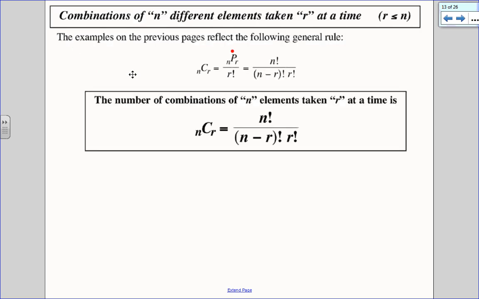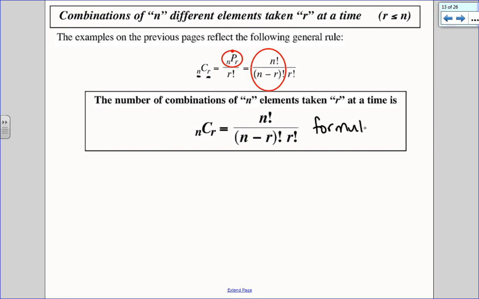So putting this all together, the combination of n objects taken r at a time is just the number of permutations divided by the ways of arranging those objects, since order doesn't matter. So this formula is on your formula sheet, and you can see right there the formula is found by taking the permutation divided by the ways of arranging the objects, and that's how we get this formula.